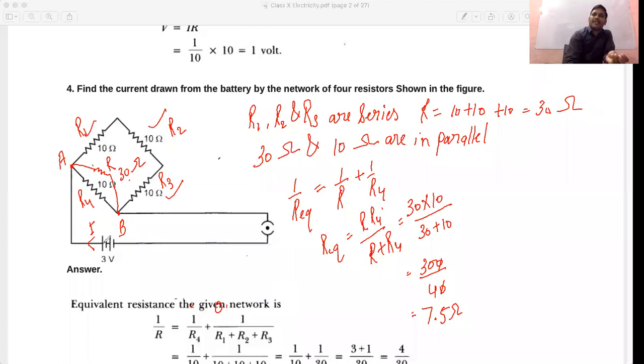You can calculate the current. The current I is equal to V by R. V is the voltage 3, and the resistance is 7.5. So this will be the current withdrawn from the battery. Is it clear or not? Okay, hope it will be clear.